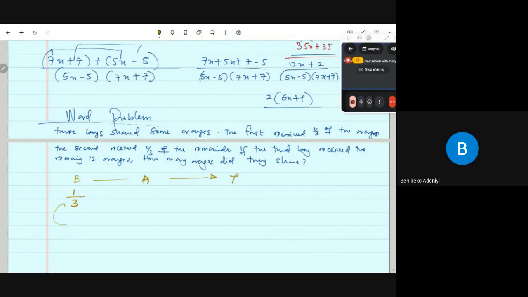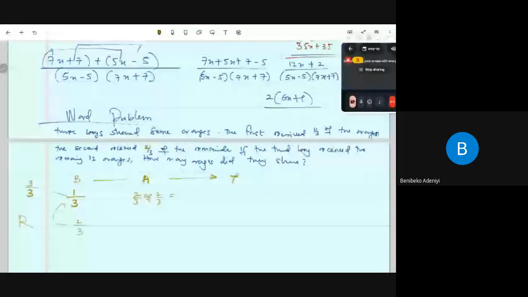Now, Beko collected 1/3 of the whole orange. What will be the remainder? If we think of the orange as 3/3, the remainder will be 2/3, right? Good. Now, Adekin collected, the question says, the second received 2/3 of the remainder. So he received 2/3 of what? Of 2 over 3. So what did he receive? He received 4 over 9. Do you get it? Is that clear?